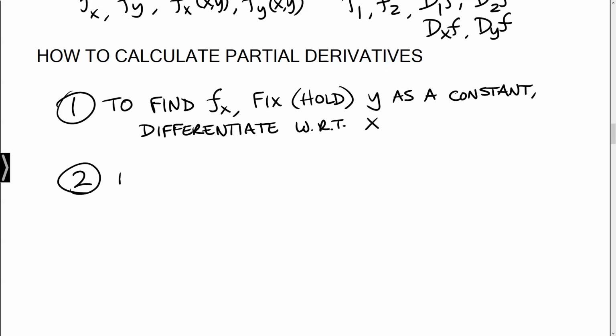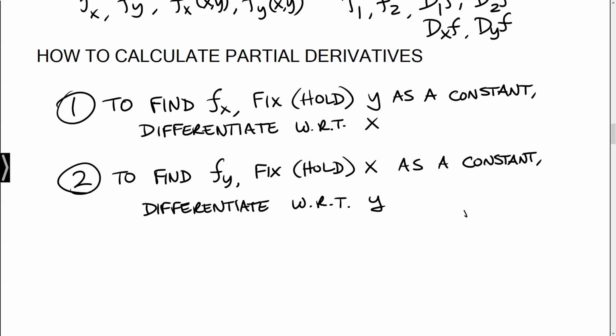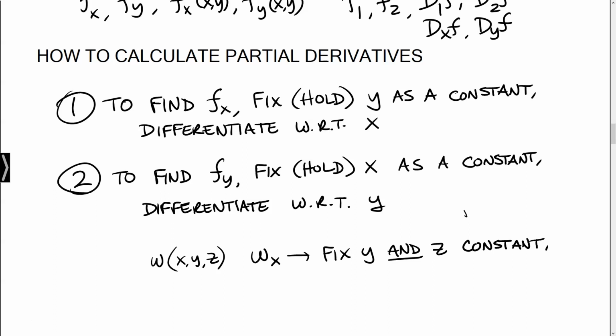If you want to find the y partial, fix or hold x constant, and differentiate with respect to y. Now, I haven't talked about functions of more than 2 variables, but much the same thing would hold. I'll do one example later. Basically, if you want to differentiate with respect to one of the variables, you hold all the rest of them constant. Say w was a function of x, y, and z. Then if I wanted w sub x, I would fix y and z constant and just differentiate. So you hold all the other ones constant and only differentiate with respect to the one that you're taking the partial with respect to.